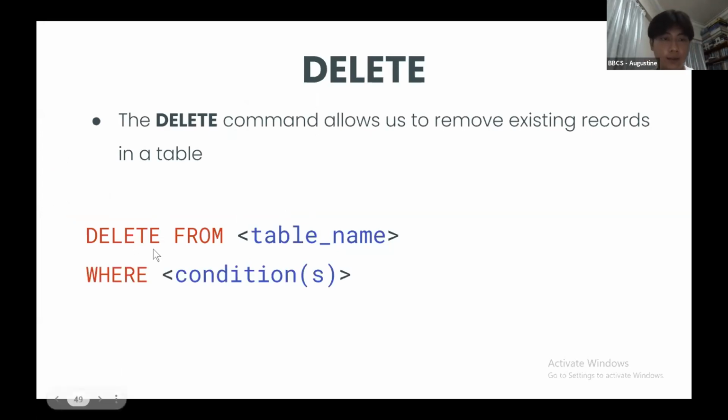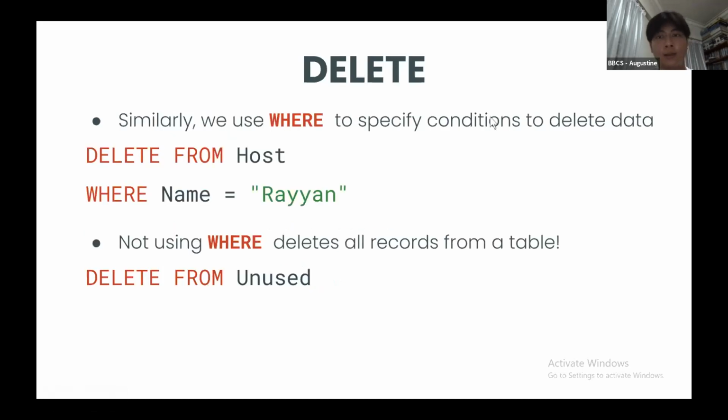So we start with delete from table name, and this tells the browser which table you're going to be removing your record from, and then the where once again to specify conditions to delete the data.